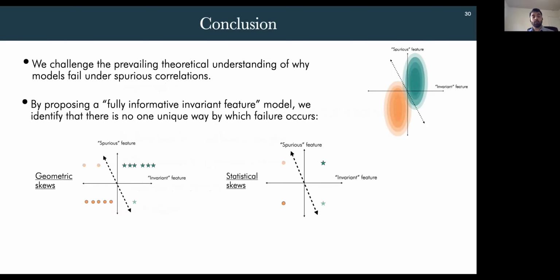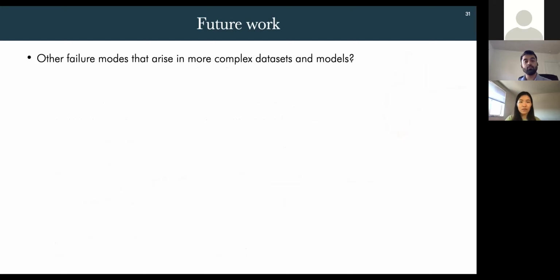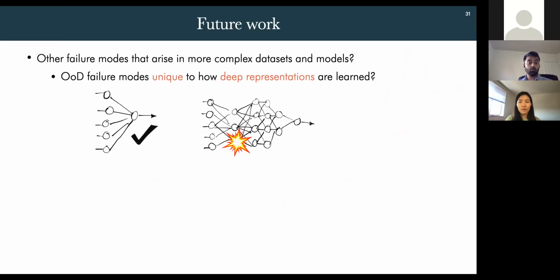There are definitely many exciting directions for future work here. For example, we only briefly looked at these other kinds of failure modes, and I think understanding them more deeply would be very valuable. Are there certain kinds of failure modes which do not occur in linear classifiers, but can occur in how deep representations are learned? The failure modes that I described occur even in linear classifiers, but it's possible that deep representations are learned in a way that introduces other kinds of vulnerabilities. So what are those vulnerabilities?